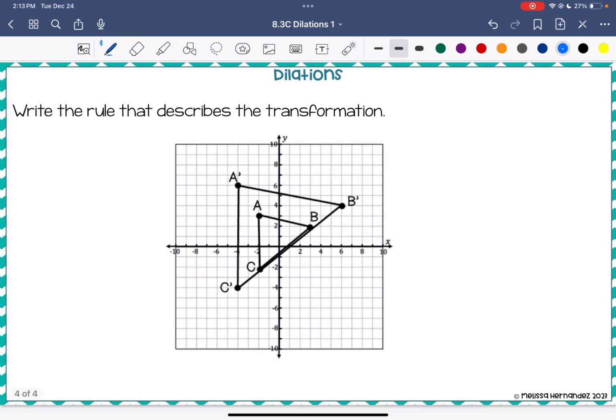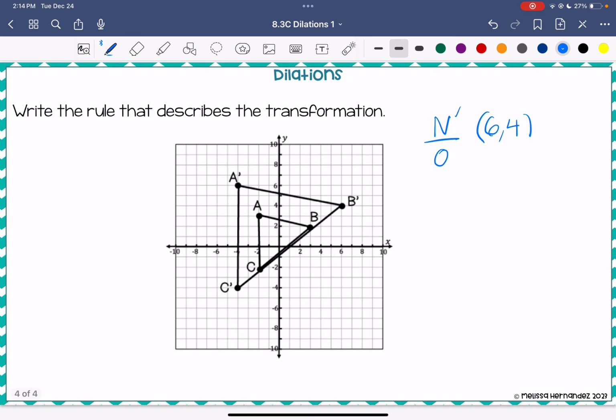Write a rule that describes this transformation. Maybe I should have written dilation. That's okay. We'll still use our same formula, new over original. I like the prime just to keep me organized and remember that that's the ordered pair I need. Like I said, you don't actually need the ordered pair. You could just write the X, but I just don't want anyone making a mistake and going, oops, I put the X on one and then the Y on the other.